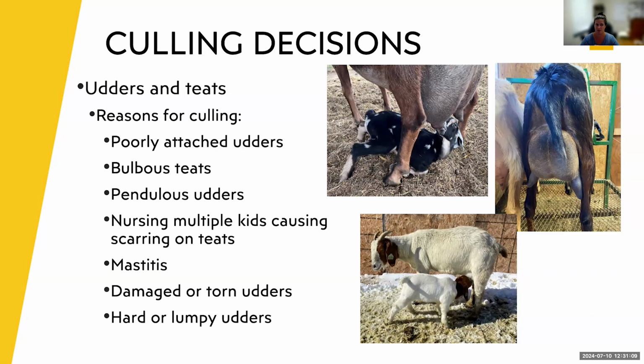Nursing multiple kids can cause scarring and more incidences of mastitis. If you have an animal with mastitis, it's not an automatic reason to cull them. It just depends on what bacteria has caused the mastitis, and if you're going to be able to treat them and they make a full recovery or not. That's something that'll be case by case, and you have to work with your veterinarian on treatment protocols to decide what you want to do with those animals. Any animal with a damaged or torn udder or a hard or lumpy udder is probably going to need to be culled, because those are pretty much impossible to recover from.